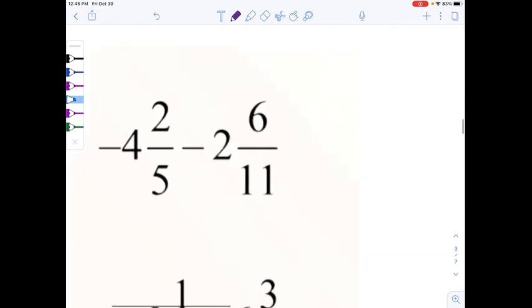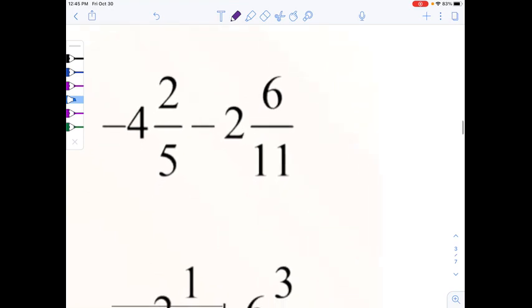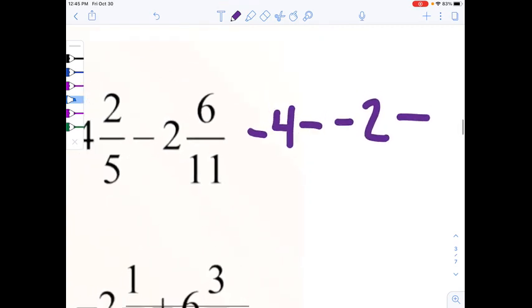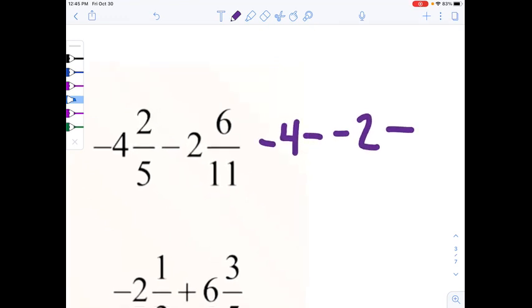Okay, working with mixed numbers. I think the easiest way to approach this, if you want to change them to improper, that's fine. You can do it that way. But let's try doing one where we just change the fractions and not the whole numbers. So -4 and something minus 2 and something. That looks a little confusing right now, but we'll fill it in.